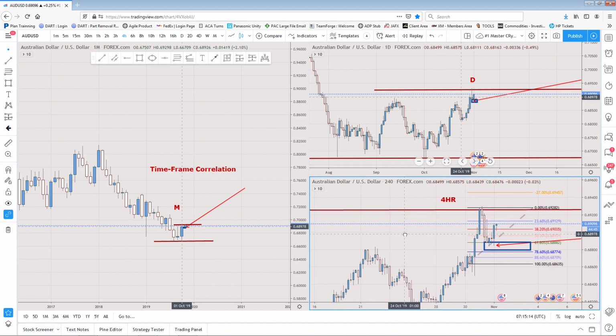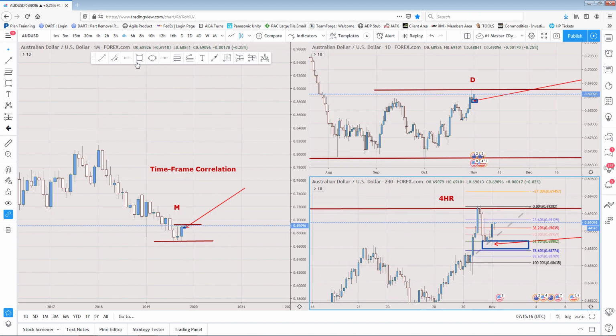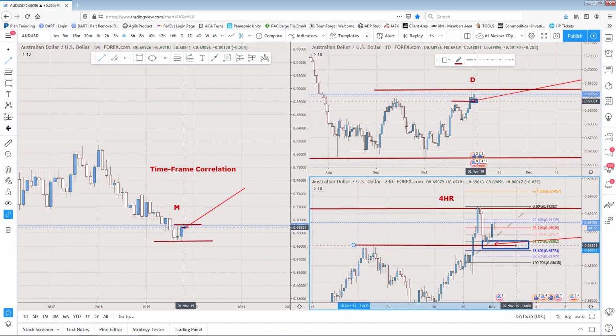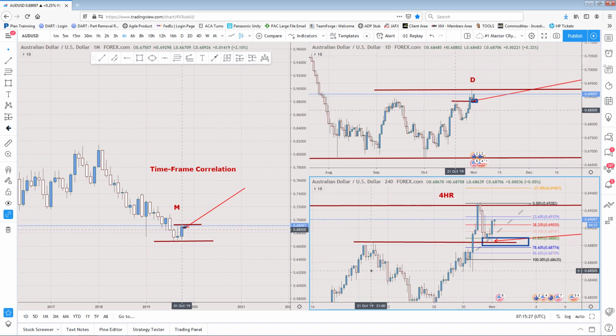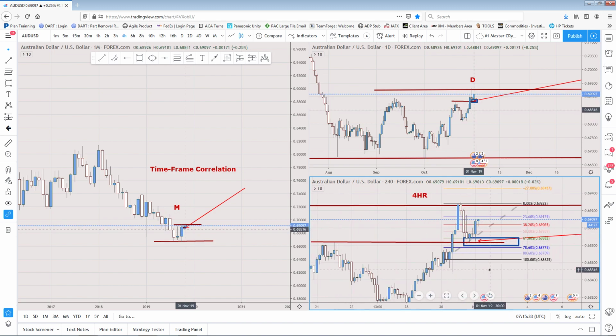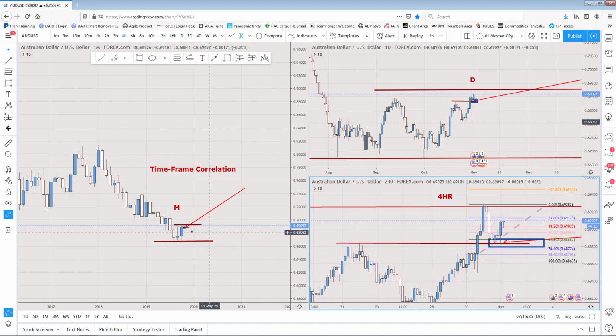And what else can we see here? You can also see that this right here is, look at that. It came up, bounced here, jumped up above, and now it's finding support. So this is another reason why, with our monthly showing us a buy, we jump into our 4 hour and we look for a better opportunity to buy.